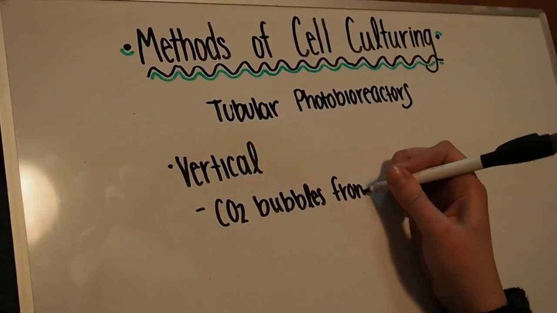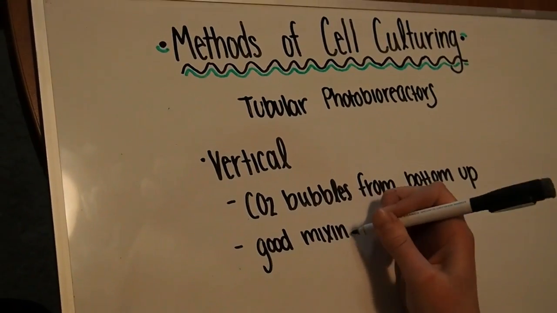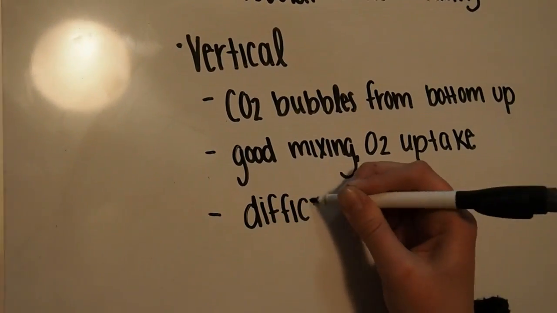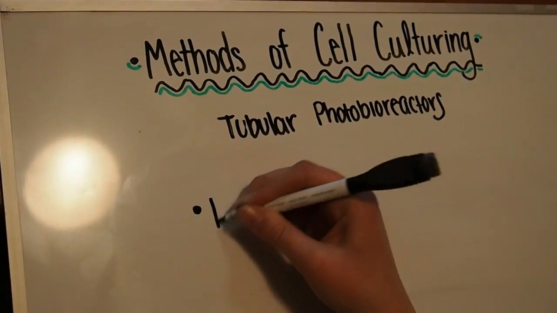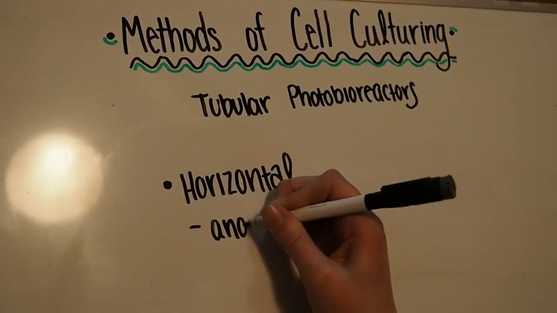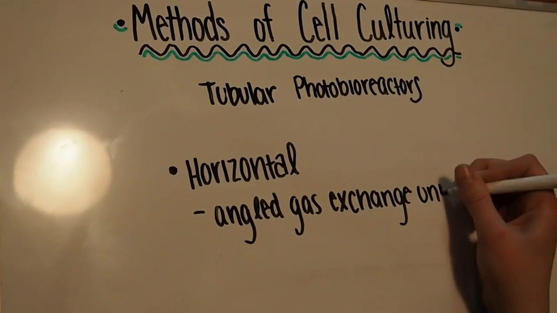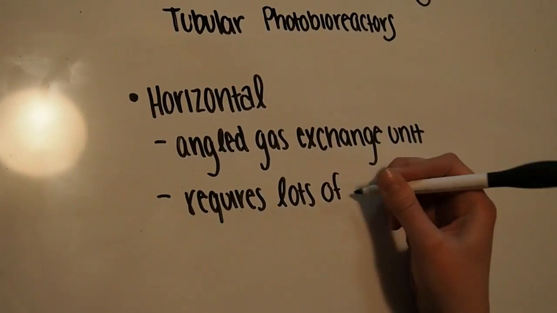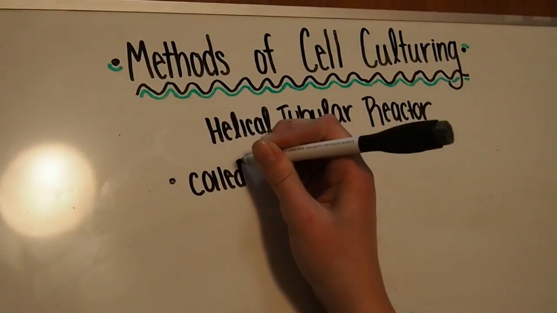Vertical photobioreactors have CO2 bubbles from the bottom of the reactor that float up to the top, and it allows for good mixing and O2 uptake. However, there is a disadvantage. The scale-up is very difficult. The other type of tubular photobioreactors is the horizontal type, and these have a gas exchange unit, and it is angled toward the sun. Some disadvantages of this are that it requires a large quantity of land, since it is horizontal. The last type of tubular photobioreactor is the helical tubular reactor.